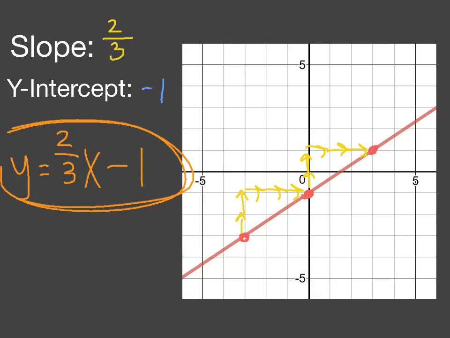And now I can always double check to see if my answer is correct. Well, do I have a y-intercept of -1? Yes, I do. Do I have a slope of 2/3? Well, I go up 2 and over 3. So yes, I have a slope of 2/3, so I know my function is correct.